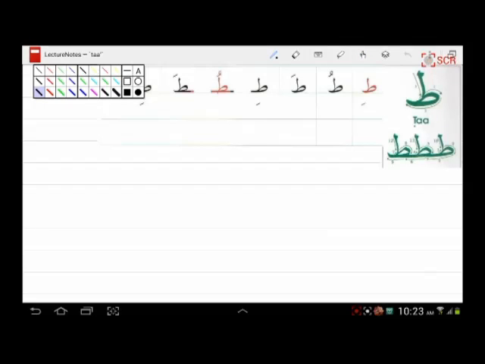Now here is the main form. This is the initial, middle, and final. They actually look very similar, not much difference between them. Okay, so now I start from the line, I go up, down, getting back to the line, and then a long stick. That's the top. Okay, one more time.